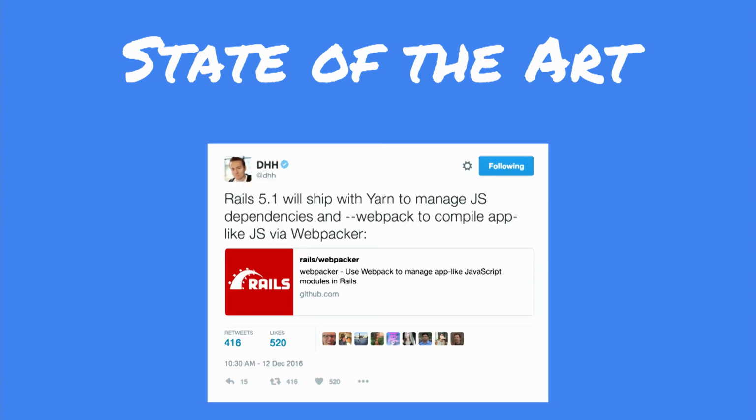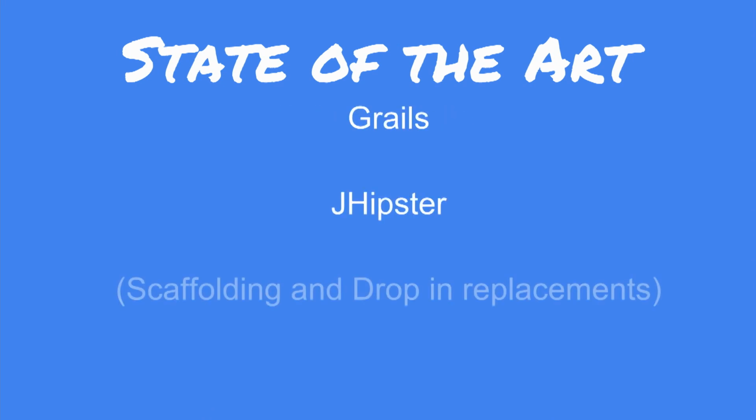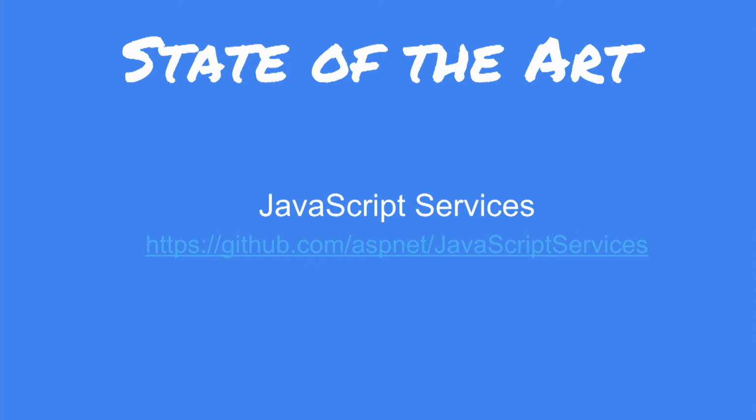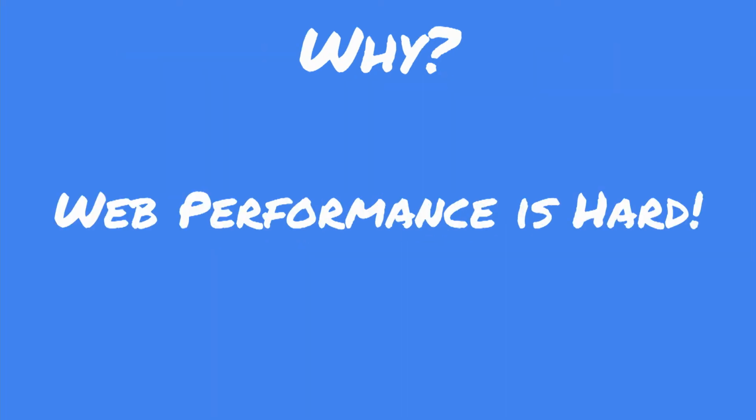Rails, Ruby. I came from the Ruby community, so Ruby on Rails is now using it. Grails and JHipster Java-based projects have drop-in replacements. And even if you're into ASP.NET and stuff like that, JavaScript Core Services is another package that ships with Webpack. And I always say, why? Why stop talking about this, Sean? Why is this so important?